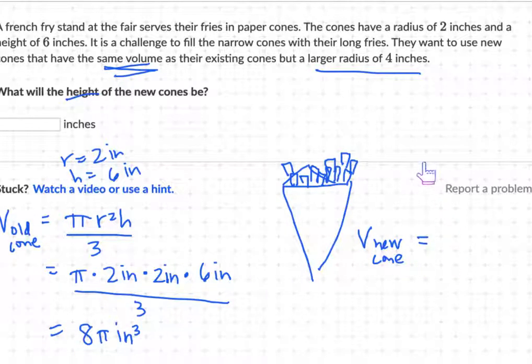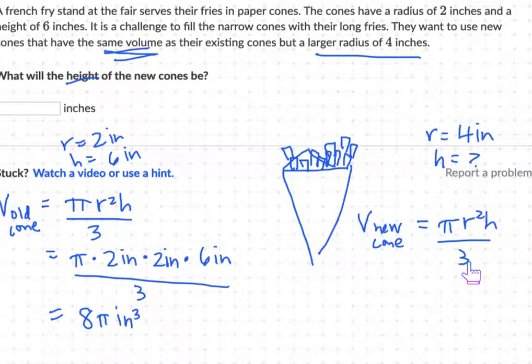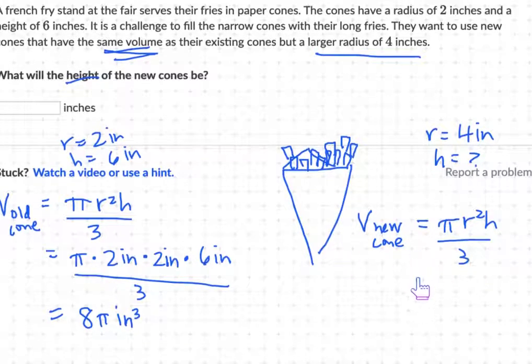They're saying the new cone, they want to keep it as this volume, so we're not done yet. But it has a radius of 4 inches. They don't know what the height is. So let's fill in as much information as we can. It's going to have the same volume, so same formula. Now they're telling us the volume wants to be the same, so it's got to be this. It's kind of weird. We have stuff on this side, but that's the volume that they want. They want to keep the same amount of space inside the cone.